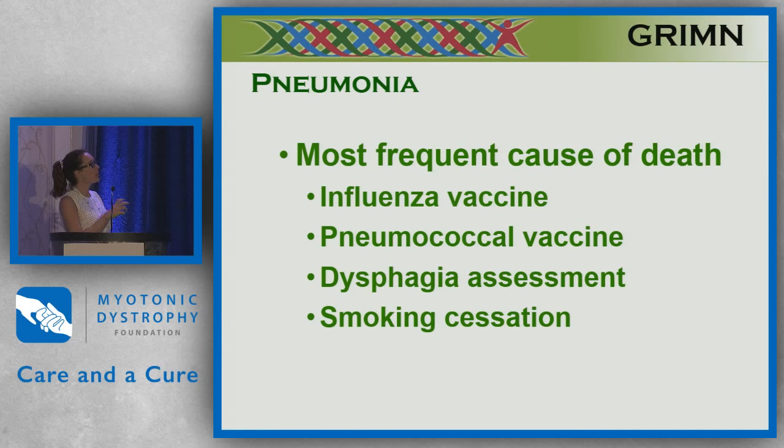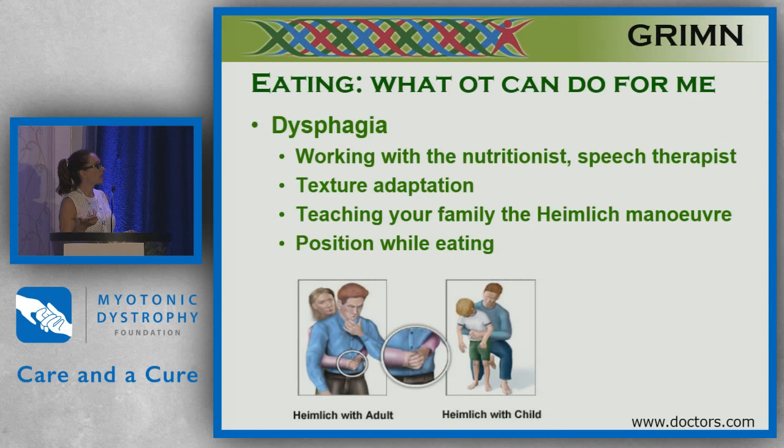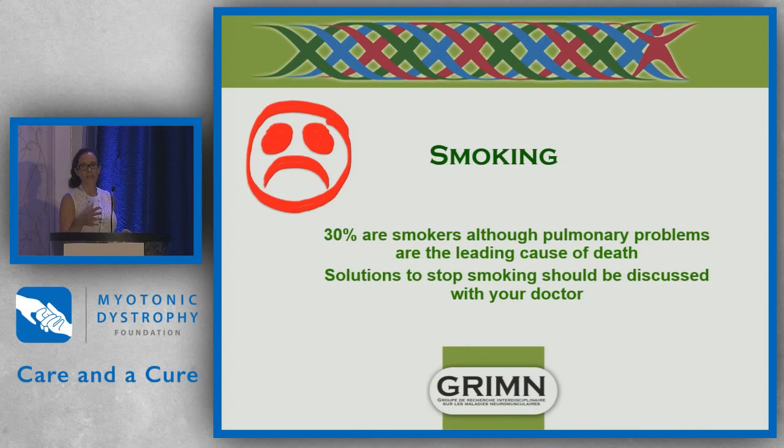Okay, so pneumonia, very important. Not part of daily living, but I always put it in my slides because I think it's very important. Get your vaccine every year, dysphagia assessment, and smoking cessation. We had some data that a lot of our patients are smoking. It's always a bad idea, but it's even a worse idea in myotonic dystrophy because pneumonia is the leading cause of death, so you don't want to impose smoking on top of it.